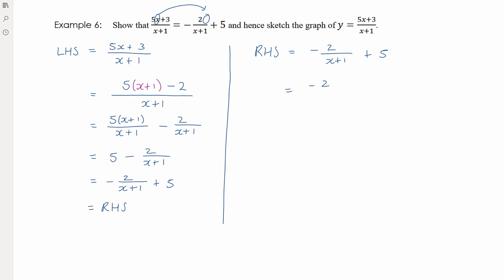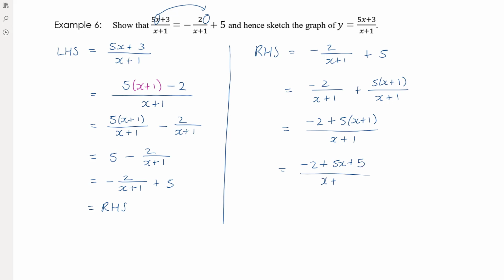common denominator, then you can add them together. You've got negative 2 plus 5 times x plus 1 all over x plus 1. Expand out your numerator, 5x plus 5. And so you have got 5x plus 3 all over x plus 1, which is the left-hand side.